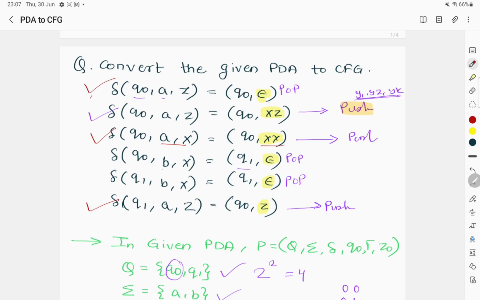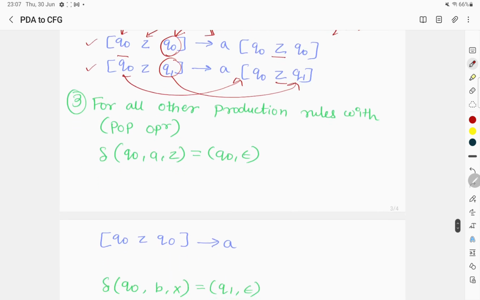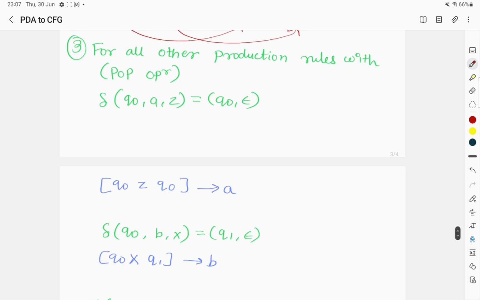The first of our operations is Q0AZ on epsilon. So let's write down that third type of transition. So for all the production rules which have a pop operation, Q0AZ on Q0 epsilon, how do I do it? This type of operation we will have only one production rule for one transition. Now what is the transition that I have? So we can say that for Q0, I have written Q0, this Z coming here, this Q0 coming here, this A going here. And for this epsilon, I am not writing anything over here.